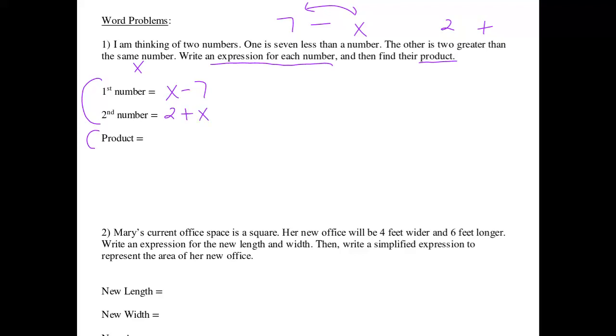Now, product means we're going to multiply those together. Important here, we need to use parentheses. So x minus 7 times 2 plus x, quantity times quantity. And in this case, now it looks like that FOIL box problem. So whatever your preference is, go ahead and pause and multiply those together, and then come back and check in the video.